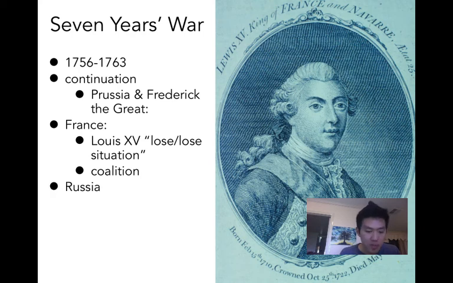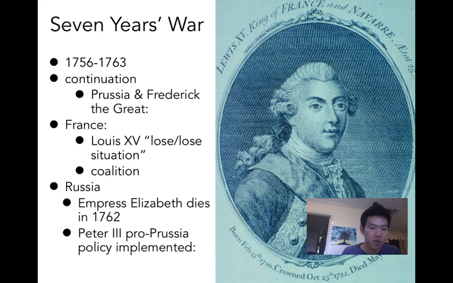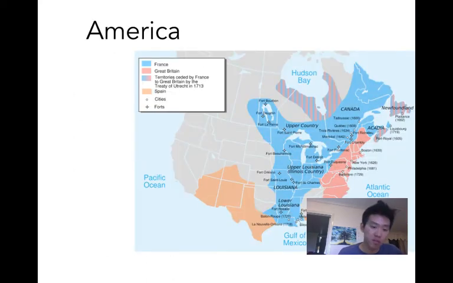Okay, Russia. At the death of Elizabeth, the next Tsar to take the throne is Peter III, who was pro-Prussian. And because he was pro-Prussian, but he was on the Austrian side, he pulls Russia out of the war, and so Prussia is now saved from defeat. Okay, so that's how it kind of ends on the European continent as far as Prussia's ability to defend itself, and Russia's good graces.